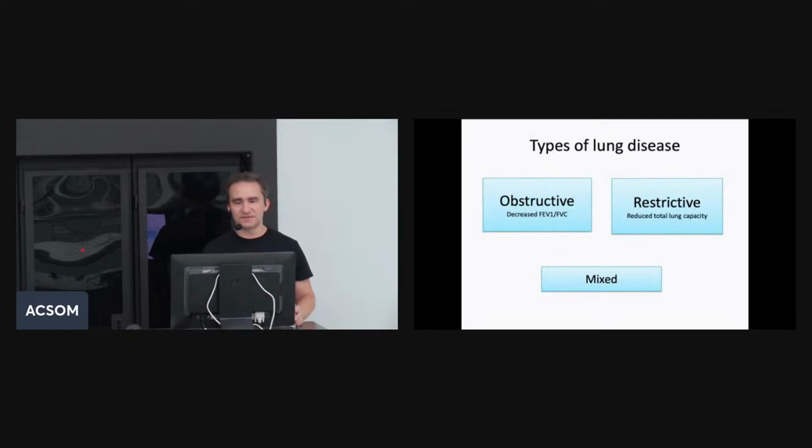So these are the types of lung disease. There is obstructive, and the hallmark is a decreased forced expiratory volume in 1 second to forced vital capacity ratio, and restrictive, reduced lung capacity. And then, as with probably even most things in medicine, there'll be some mixed picture, and it's going to be difficult. Many people will have something mixed rather than just one pathology.